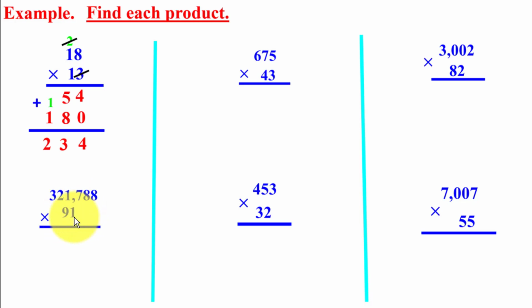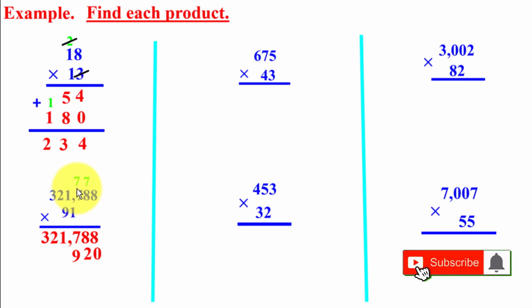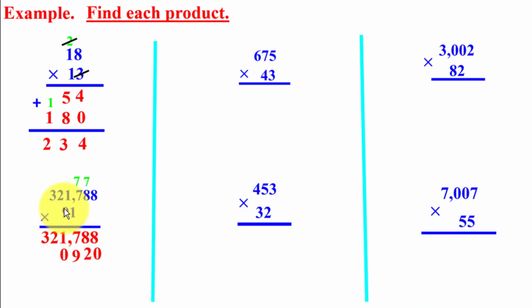So start with the units place. 1 times this number equals the same number. Before going to the tens place, we write 0 in units place. 9 times 8, 72. Write 2 and keep 7 up. 9 times 8 again equals 72. 72 plus 7 equals 79. Write 9 and keep 7 up. 9 times 7 equals 63. 63 plus 7 equals 70. So we will write 0 and keep 7 up.